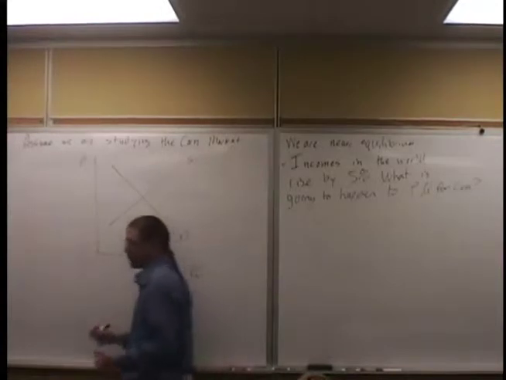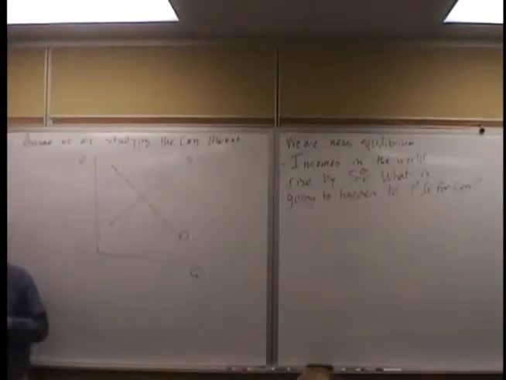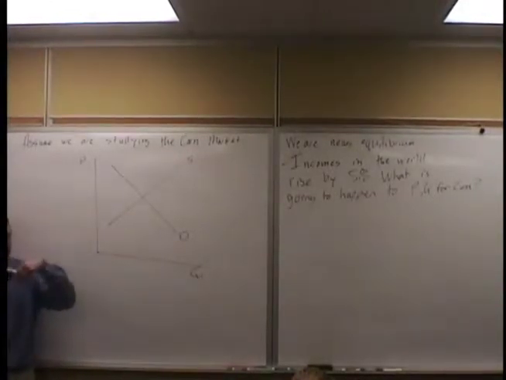So the standard question to ask is, okay, here's an economic event, and the economic event is that incomes are on the rise. They're up by 5%. I want to know what's going to happen to the price of corn and the quantity of corn being bought and sold. In other words, tell me what happens to equilibrium when this change occurs.